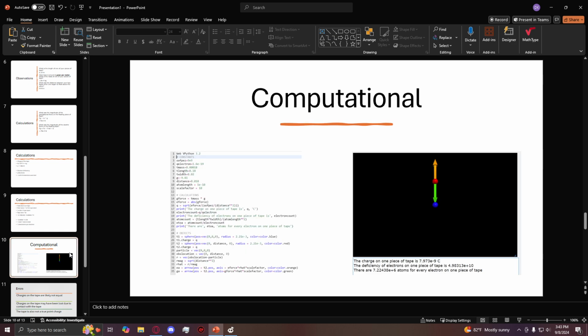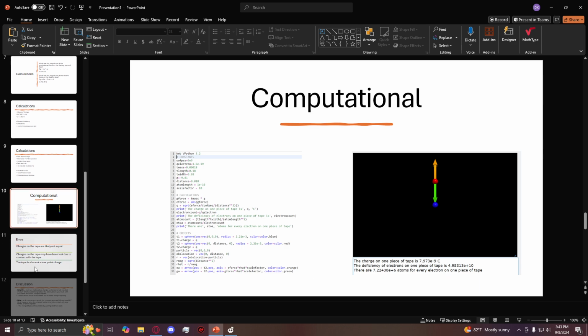Now on to the computational side. I used a GlowScript code, and I found the charge of the tape is 7.973 times 10 to the negative 9 coulombs. The deficiency of electrons on one piece of tape is 4.98 times 10 to the 10. And there are 7.224 times 10 to the 6 atoms for every electron.